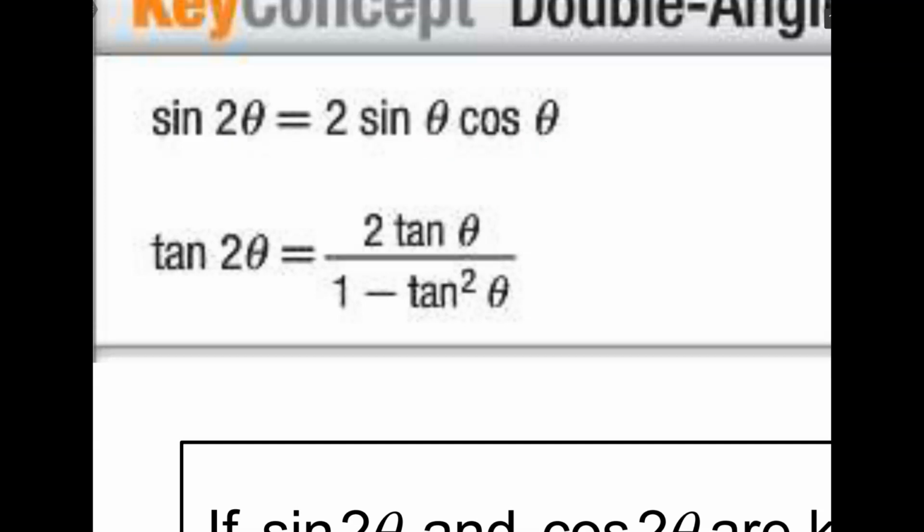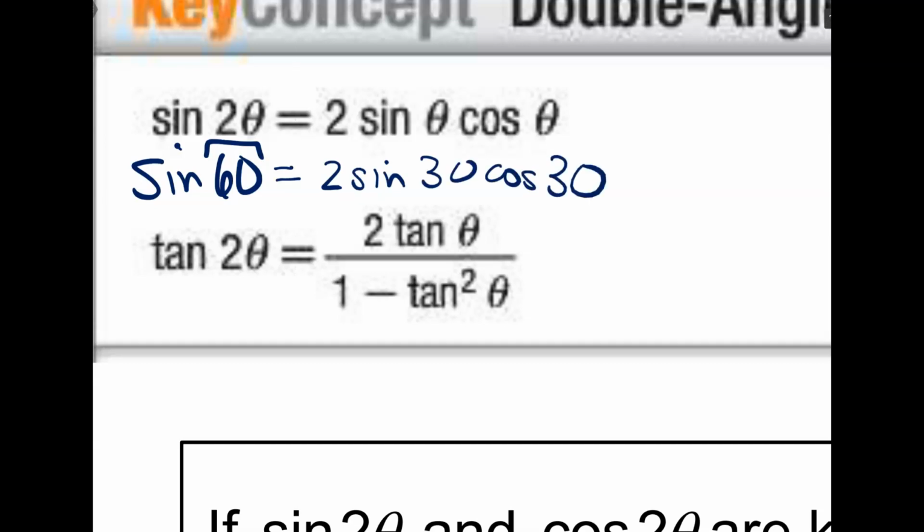So let's say we have, trying to think of a good example. I could do sine of 60. This is my double angle. 60 is 2 times what my theta is. What would my theta here be? 30. Not the most useful because we know what all the 60-degree angles are. Similarly, if I do tangent of 60, it would be the same as 2 times tan 30 over 1 minus tan squared 30. So these are double angle identities.